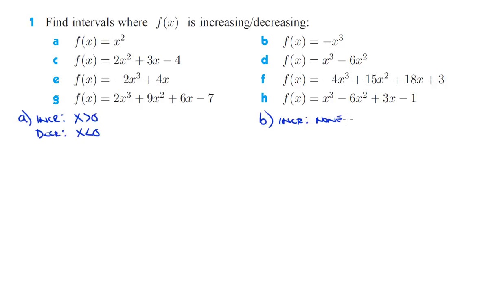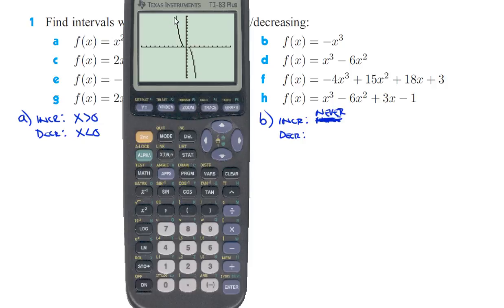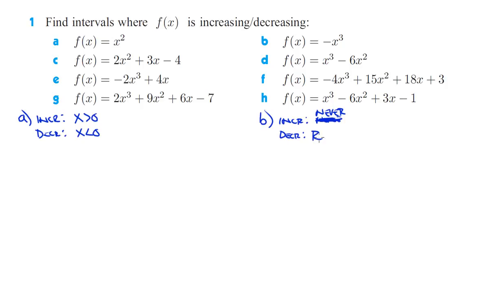Right? So this basically, for B, is going to be, so increasing, none, or no, that's right, we figured this out. We're not going to write none, we're going to write never. It's never increasing. But decreasing, again, to look at the graph, it's decreasing basically forever except for at 0. So it's decreasing for all real numbers not equal to 0. Okay?